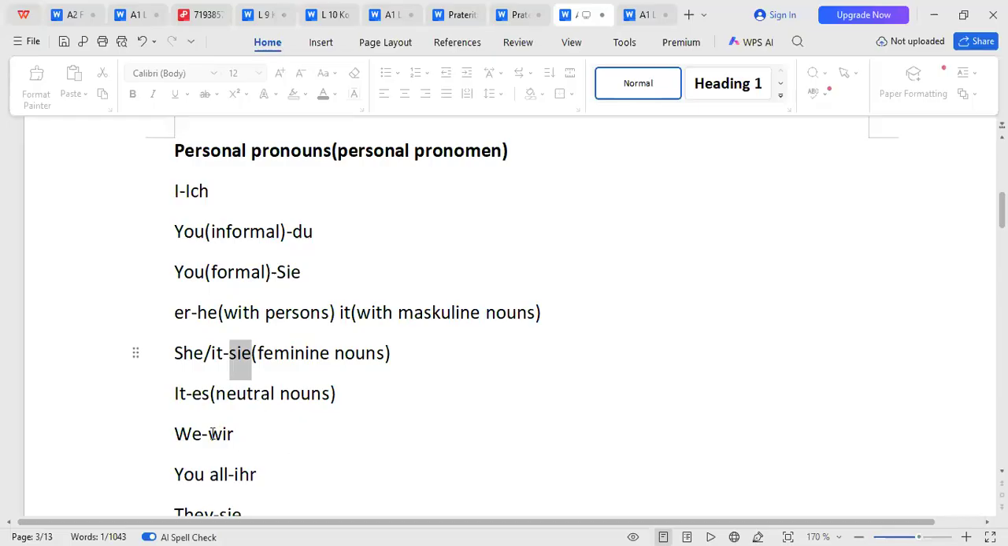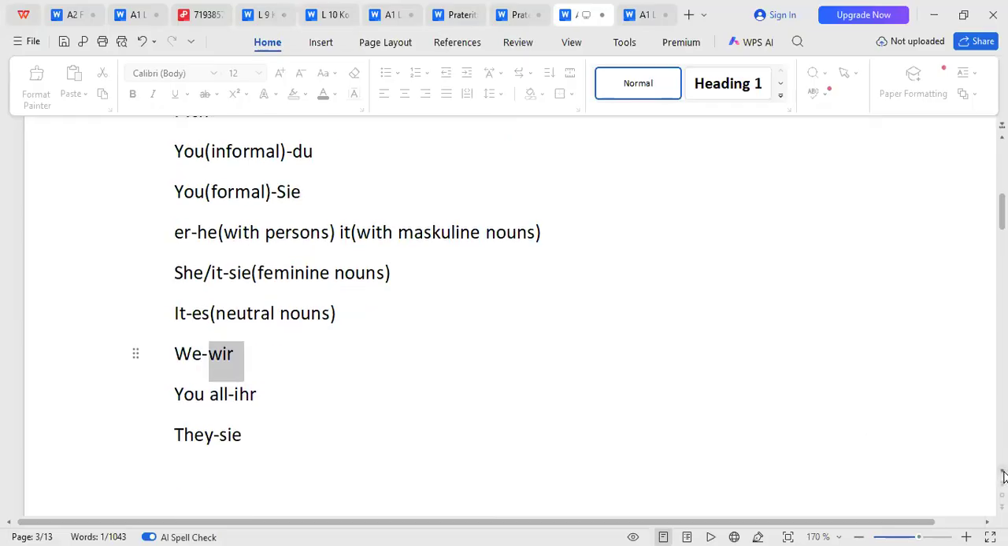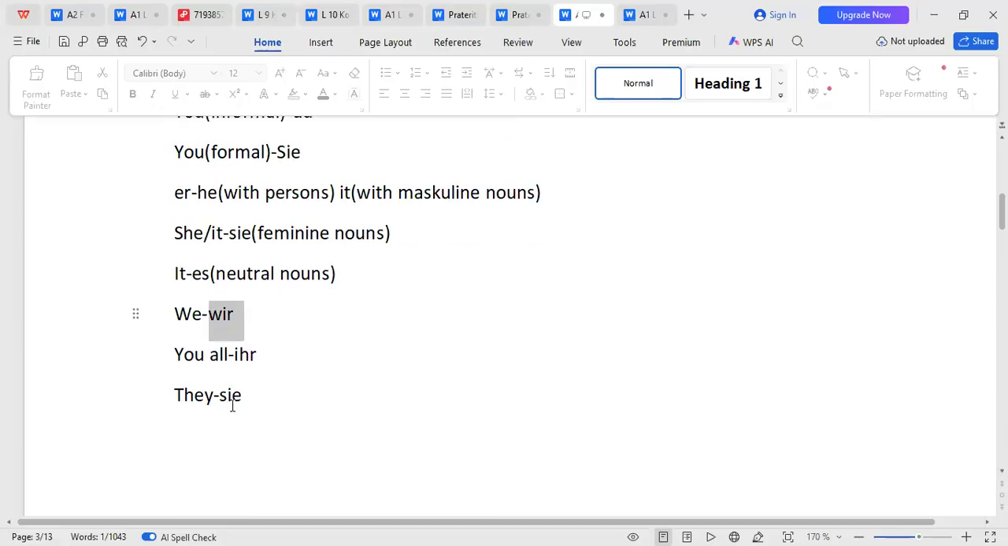Then we have wir, which is we. We are cooking, wir kochen. We are eating, wir essen. We are coming, wir kommen. We are sleeping, wir schlafen. So the we is wir in German. Then we have the you all, which is ihr. And then we have sie, which is they. So it is important to know the personal pronouns because that is how you will speak. You have to make sure that you know the personal pronouns in German.